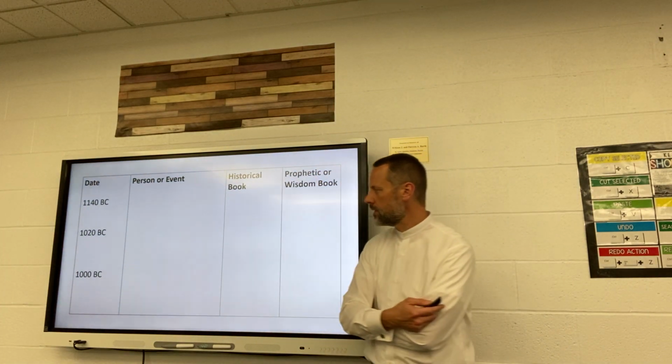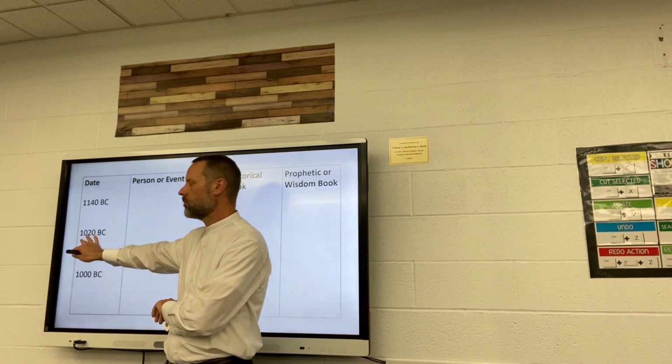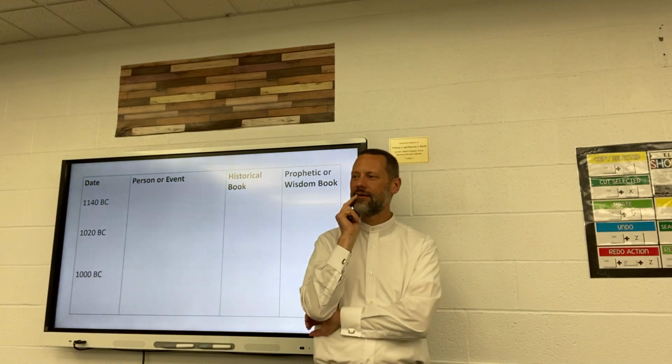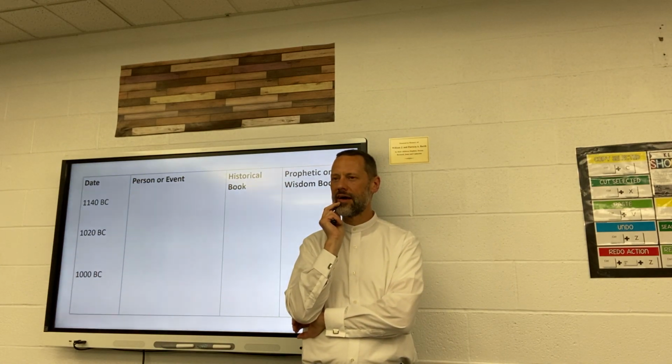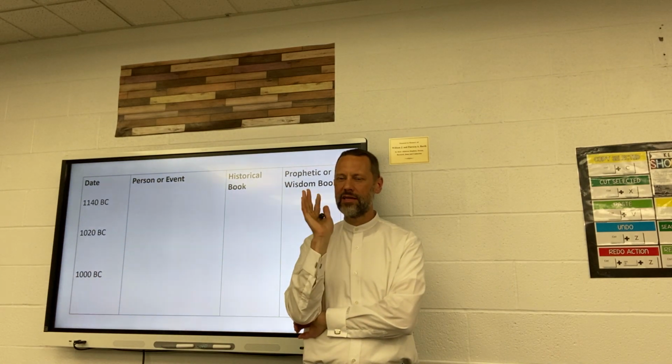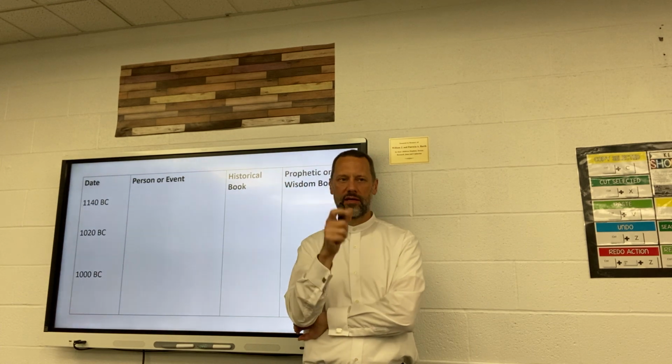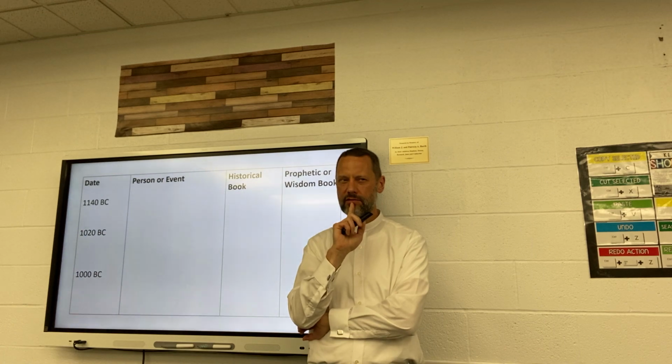Before we get to 1020, this whole business about 1020 is that the people are at some point going to get upset and say, this judge thing just isn't working out. We need something a little bit more stable. We need a king. So eventually we're going to get to kings. We need to start having a king.